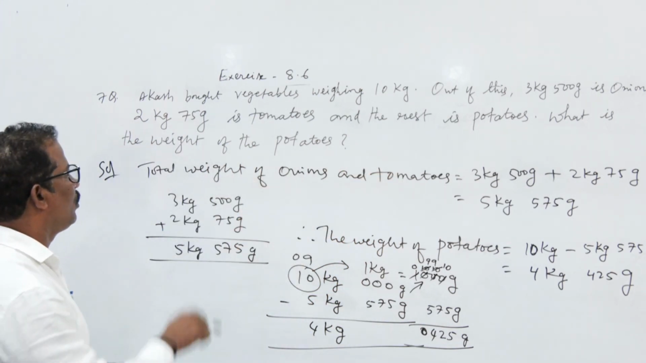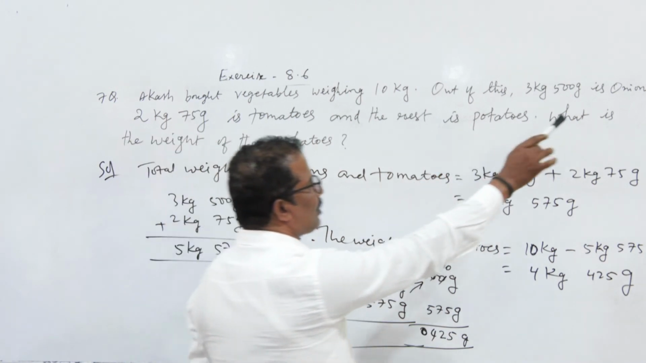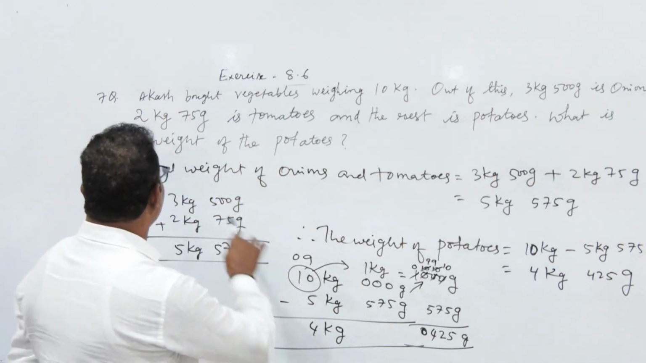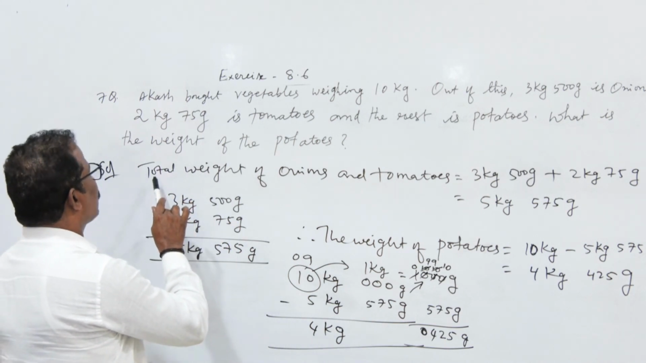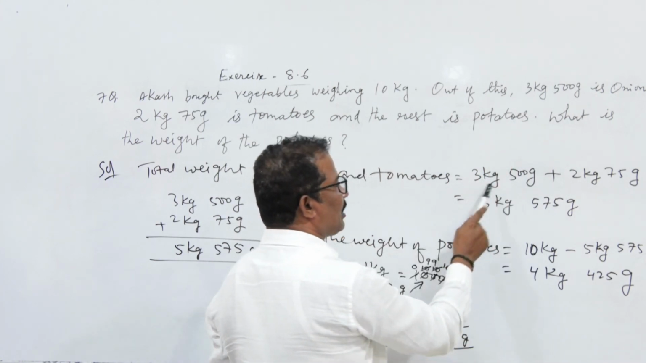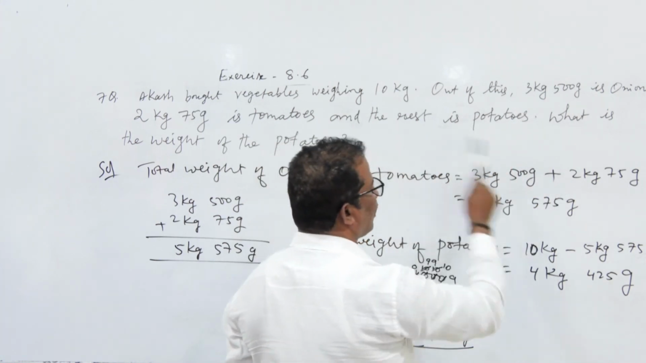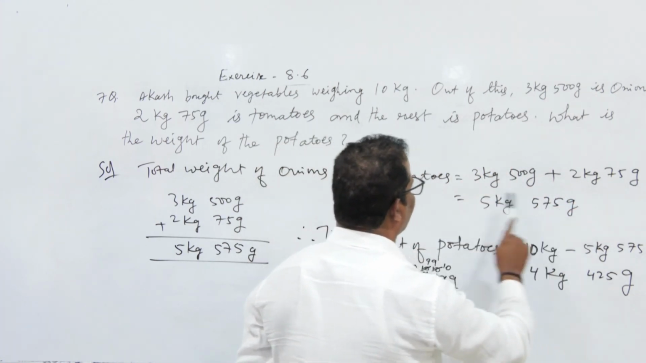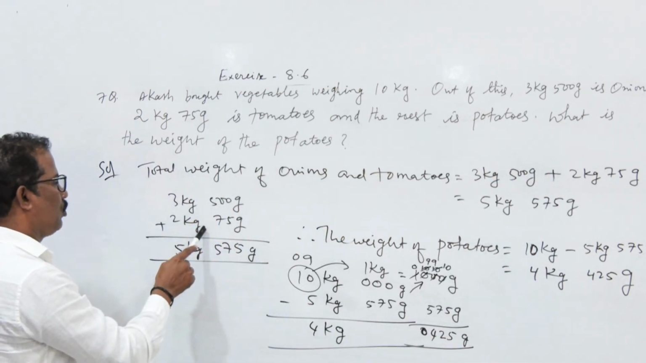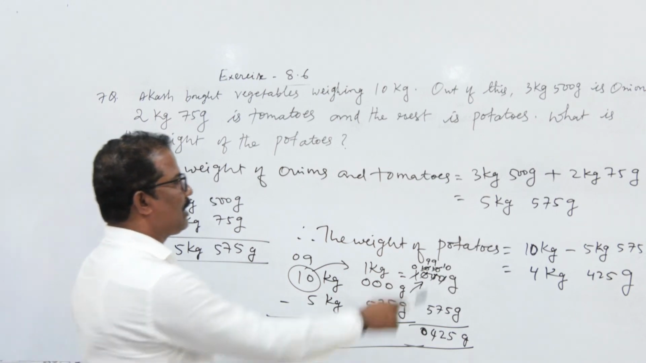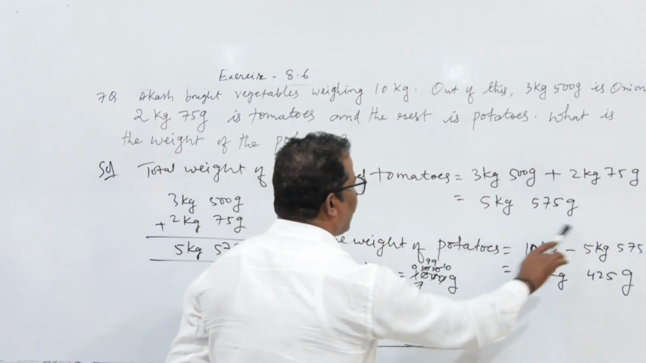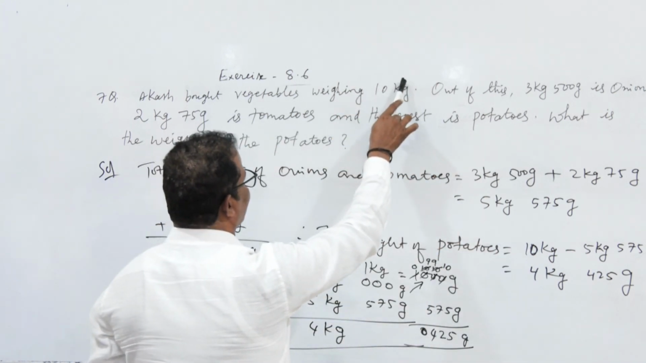For that, what to do? First we have to calculate the total weight of onions and tomatoes. For that, what we did? We wrote like this. Total weight of the onions and tomatoes is equal to the weight of the onions 3 kg 500 gram and the weight of the tomatoes 2 kg 75 gram. So after finding the total weight of onions and tomatoes, we got here how much? 5 kg 575 grams.